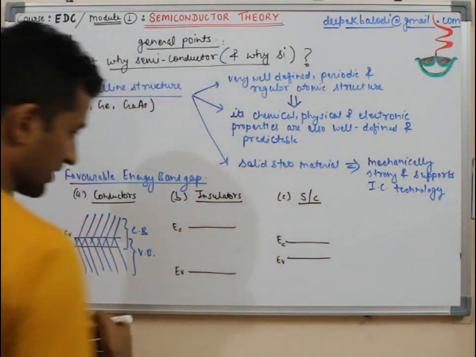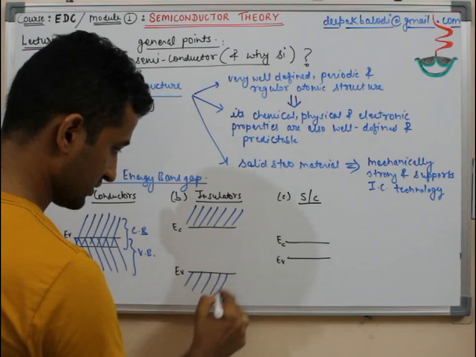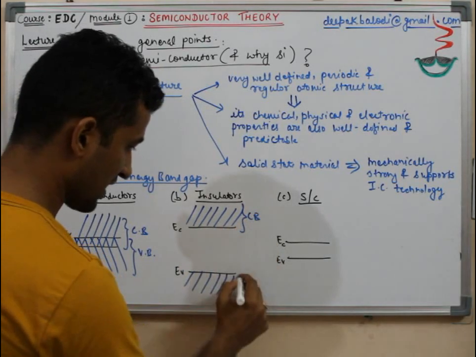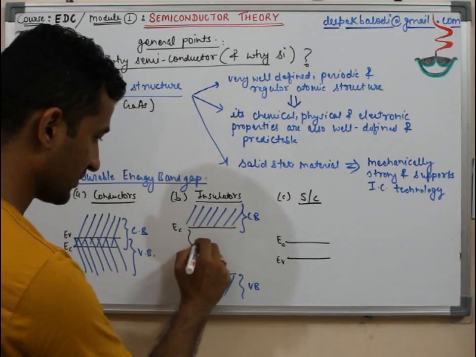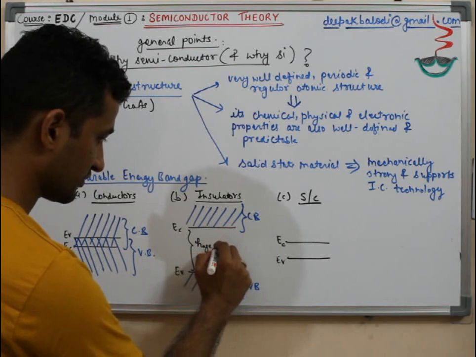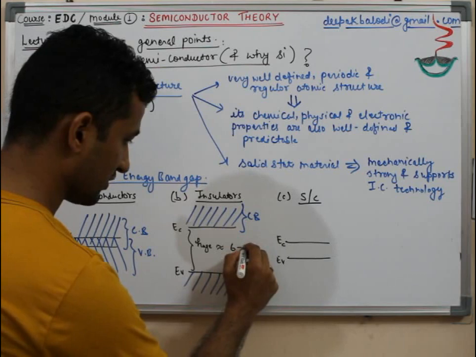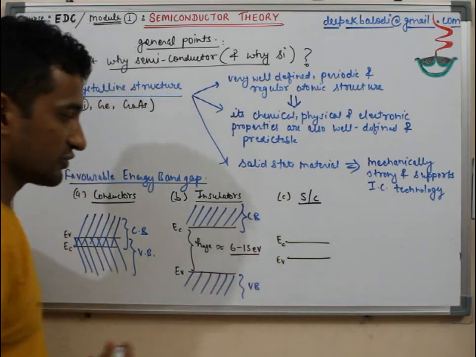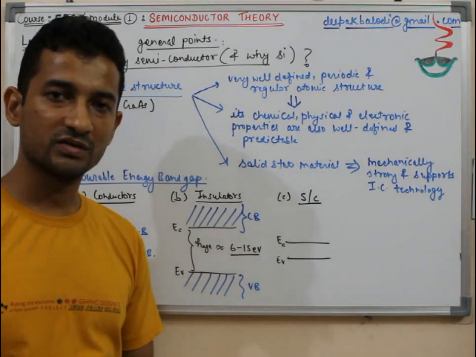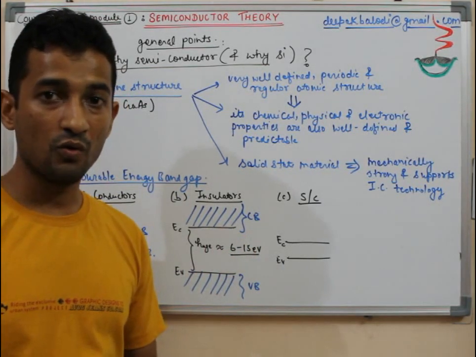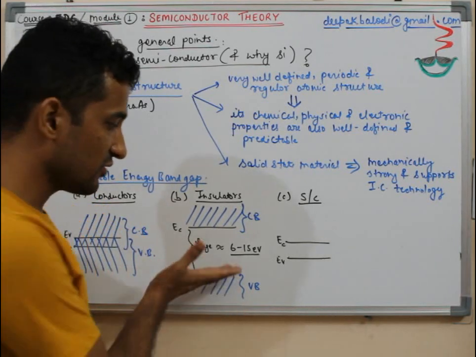Here the energy band diagram tells you that there is a huge gap between the conduction band and the valence band. So the energy band gap is huge, of the order of 6, 7 to 15 electron volts. This value, generally around 9 to 10 or 12 electron volts, is such a high value to overcome in commercial electronics or commercial applications. We cannot easily overcome this.